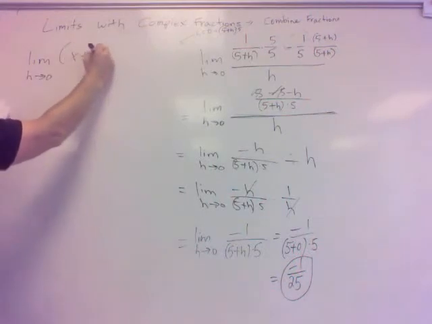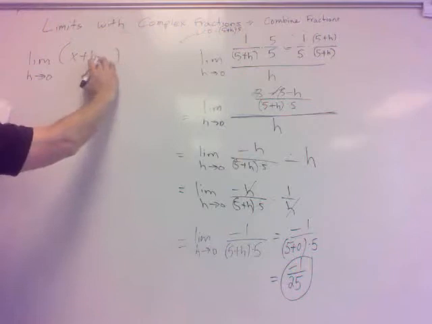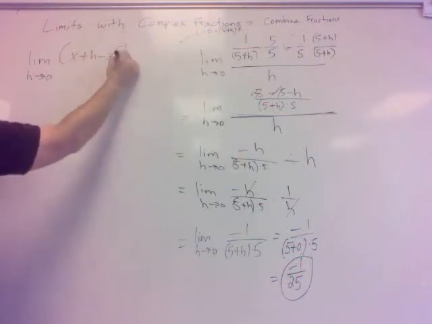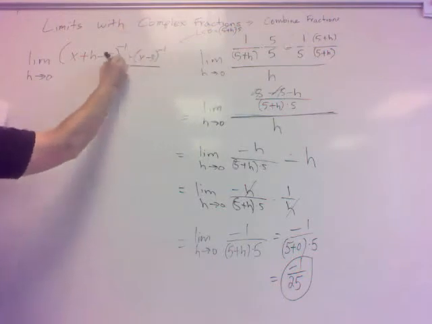x plus h minus 3, sorry. The limit of (x plus h minus 3) to the negative 1 power minus (x minus 3) to the negative 1 power, over h.